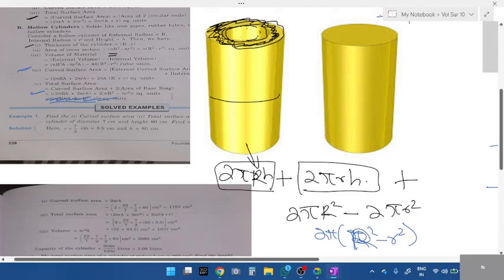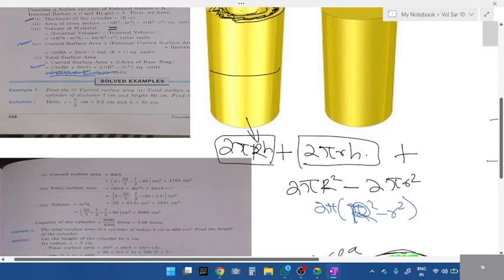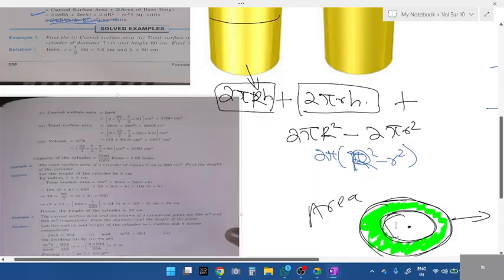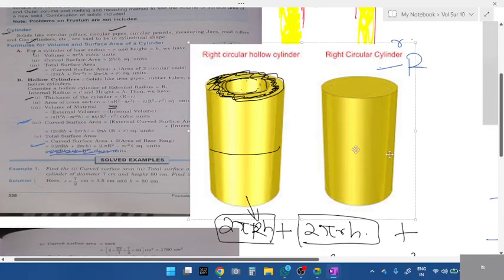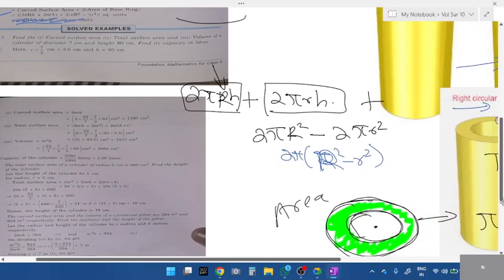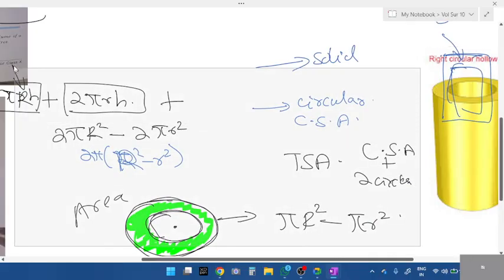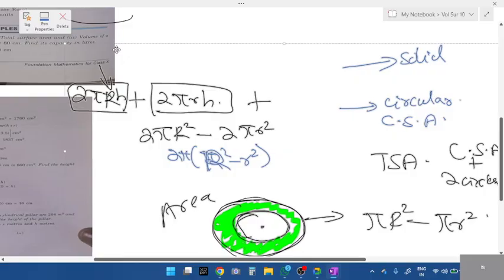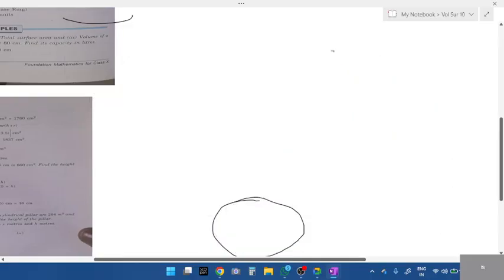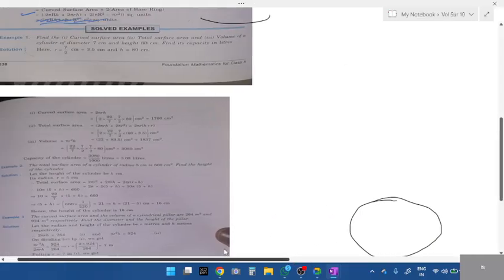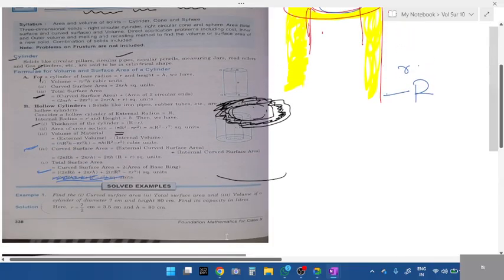So today you'll practice the questions. We'll solve one or two questions, students. For hollow cylinder, fewer questions. Direct, you'll have very few questions. Yes. One second, Adi. Yeah, which one? Curved surface area. Okay.